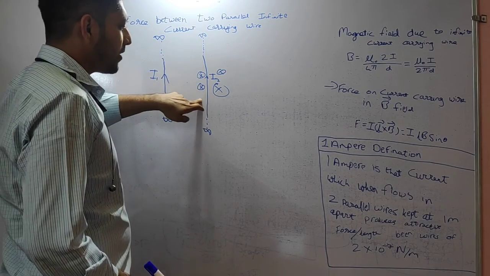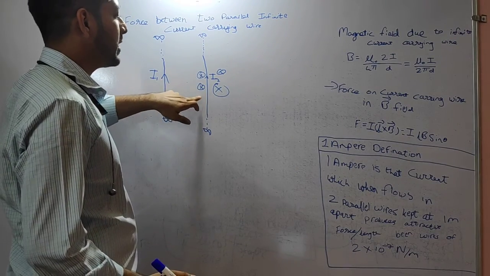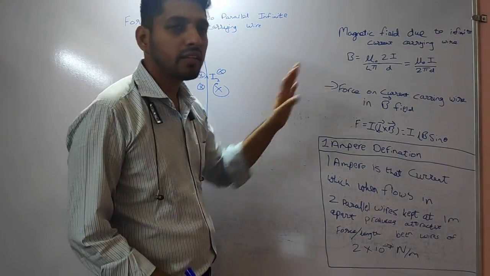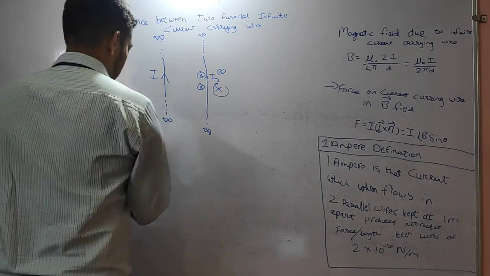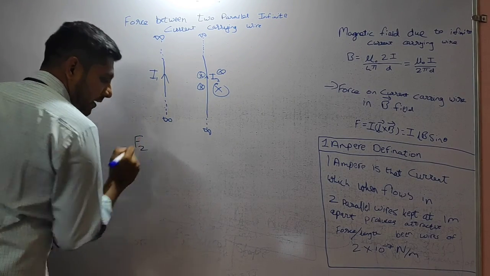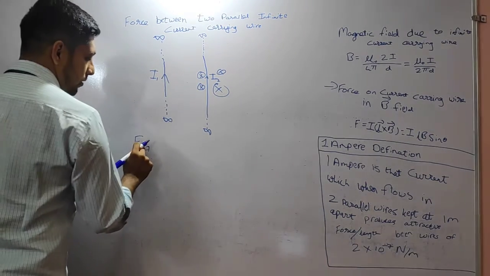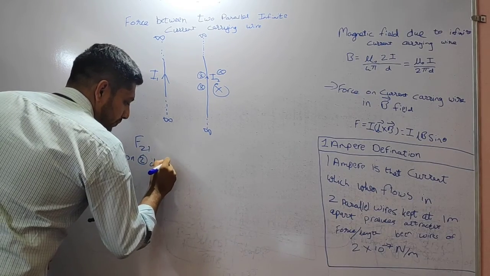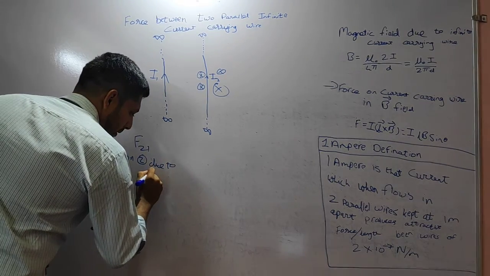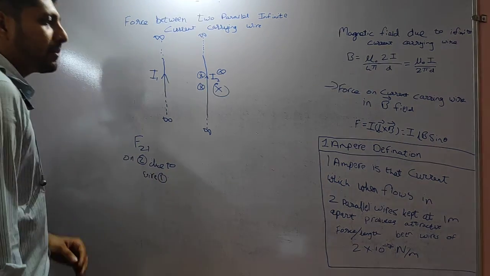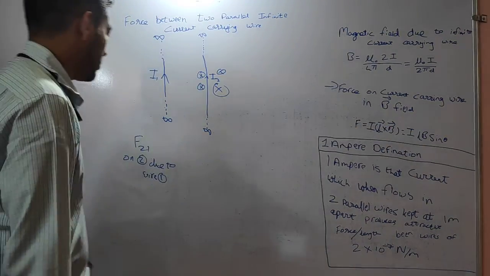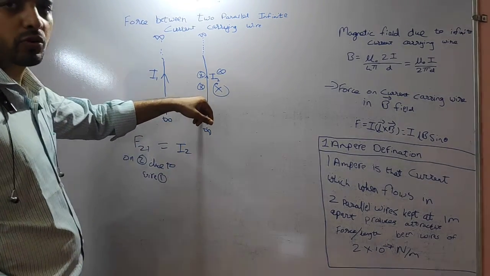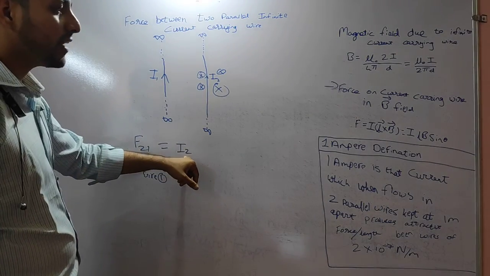Now this wire 2 behaves like a current carrying wire under a magnetic field, so it will have some force. I will write the force on wire 2 due to wire 1. So what will it be? Force is on this wire, so it is I2.